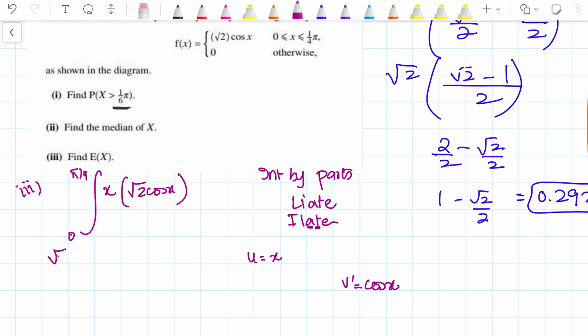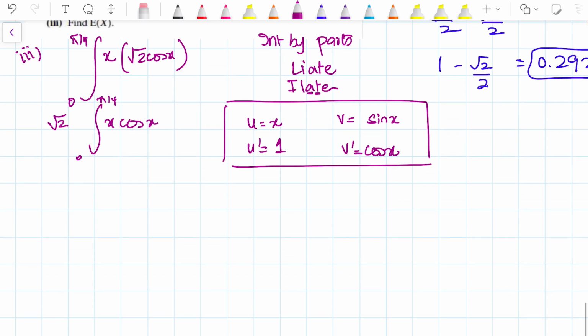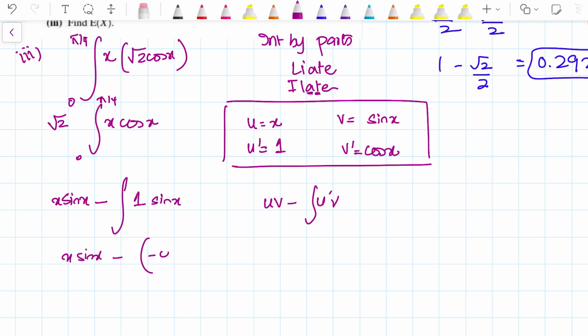I'm going to take root 2 outside. So integral of cos x is sin x, and differential of u is 1, we have to complete this to be able to apply by parts. What is the formula? uv minus u bar v. What is the integral of sin x? The integral of sin x is minus cos x. x sin x plus cos x. The limits are pi by 4 and 0.